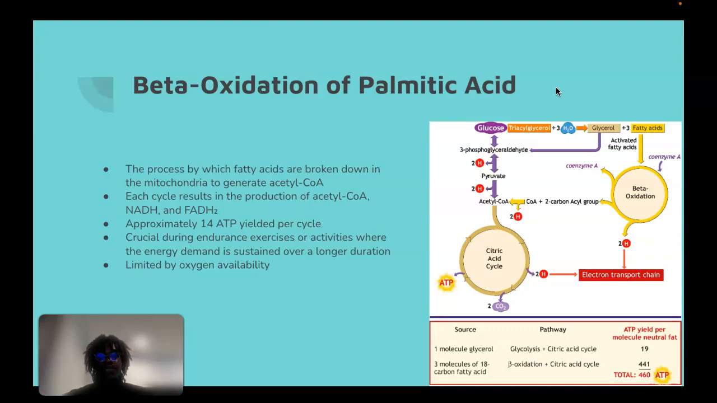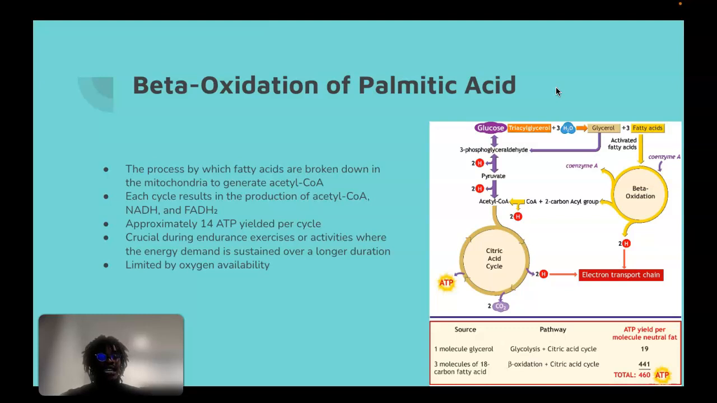Beta oxidation becomes particularly crucial during endurance exercises or activities where the energy demand is sustained over a long duration. Fatty acids serve as a rich energy source, contributing to a more prolonged and steady ATP production compared to the other previous pathways we discussed.